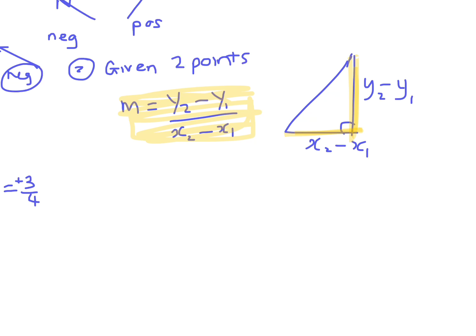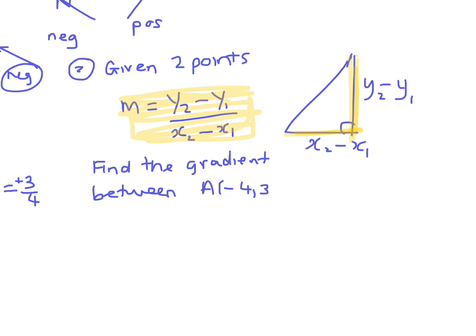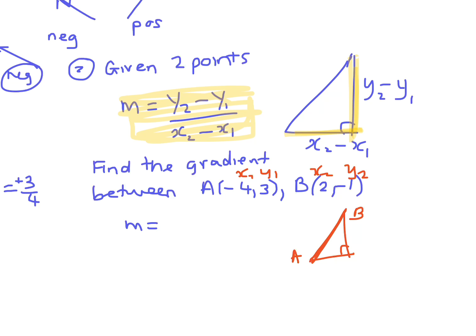So for an example, if you're given 2 points and you're asked to find the gradient, so you want to be able to find the gradient between A and B. Let's put A is minus 4, 3 and B is 2, minus 1. Then the gradient would be, now this is x1, y1, x2, y2. Now it doesn't matter which point you label what, because the gradient between A and B is the same as the gradient between B and A, because the way it is sloping is exactly the same.